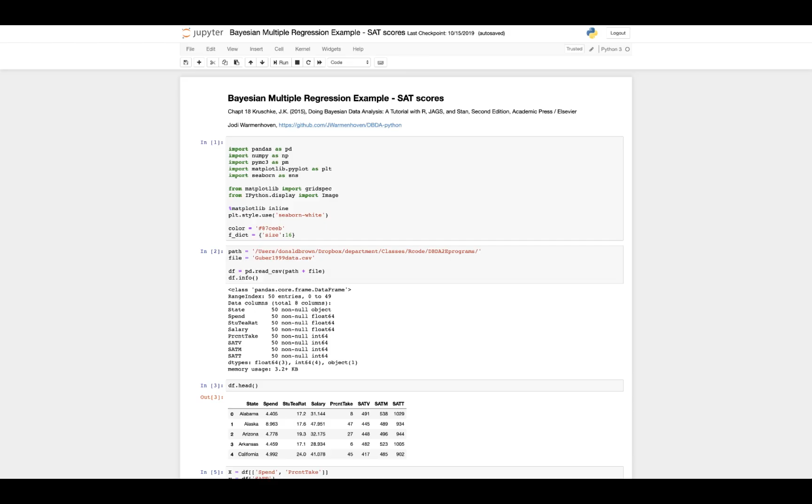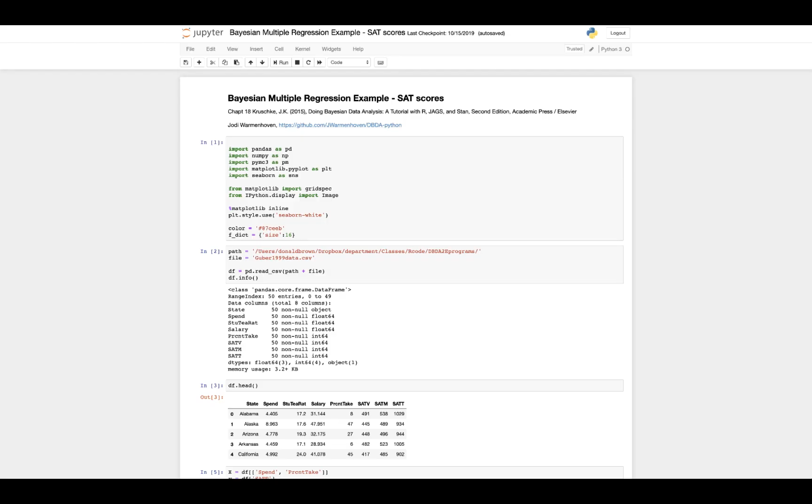This is the Jupyter notebook that contains the code for this particular problem. Most of it comes from the Git repository provided by Jordi Warmenhoven, and the link to that page is there. There's quite a bit more than we have here, and I encourage you to take a look at it because you can learn a lot from what's provided there.